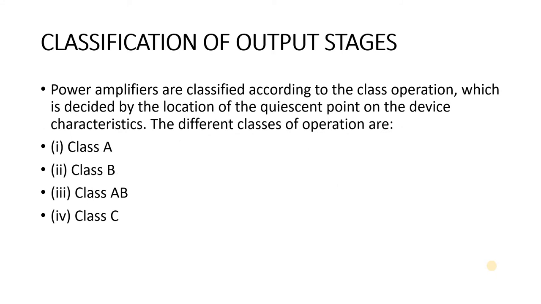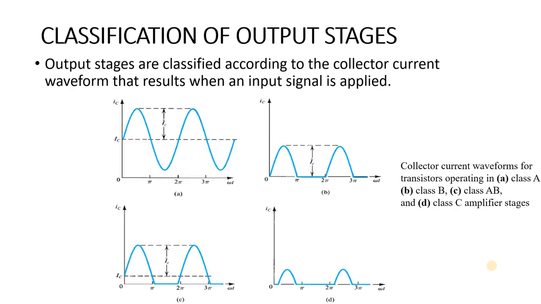Okay, so here also, depending upon the class of operation, which is decided by the location of the Q point or quiescent point on the device characteristic, there are 4 different classifications: Class A amplifier, class B, class AB, class C amplifiers. Very important, here we are going to check which classification of amplifier achieves the maximum efficiency. The 4 different types will have their own efficiency values that we are going to derive.